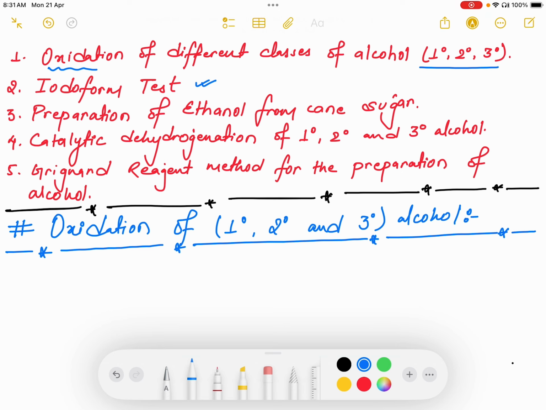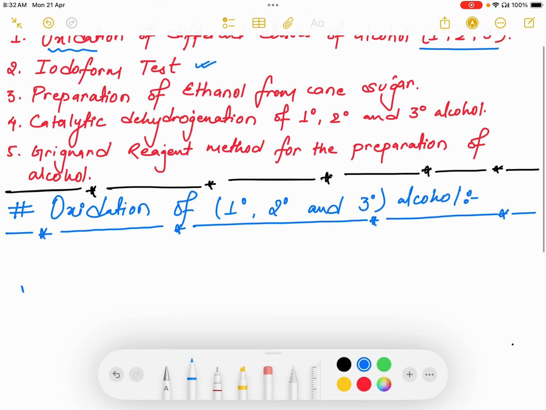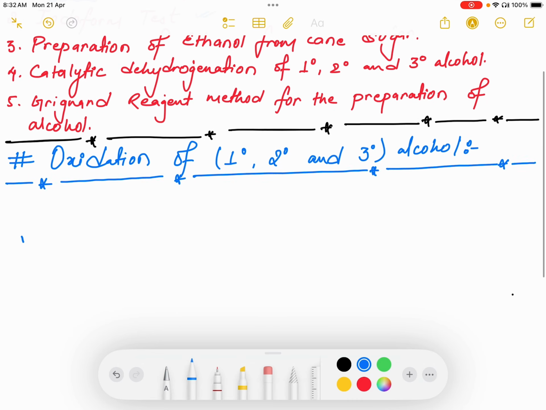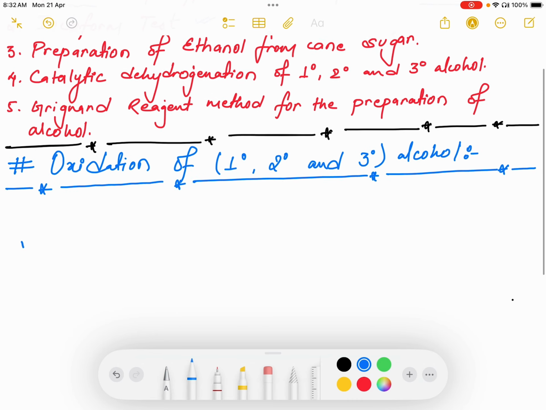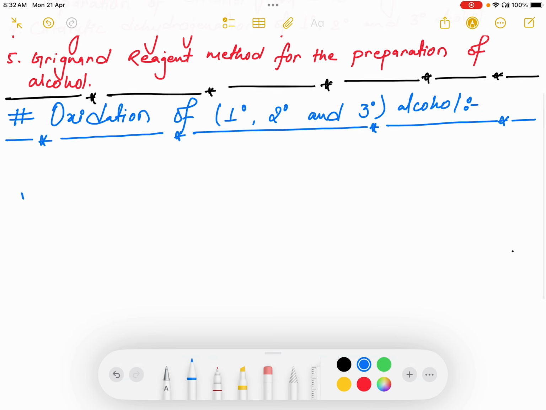Next, we have preparation of ethanol from cane sugar. Next, we have catalytic dehydrogenation of 1 degree, 2 degree, and 3 degree alcohol. And the last one, we have the Grignard method of preparation of alcohol. So let's continue the video.